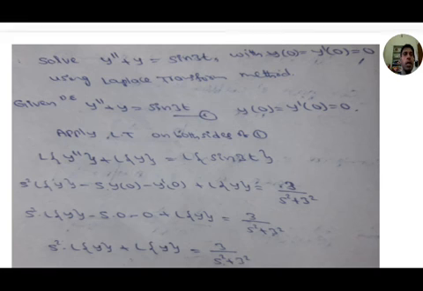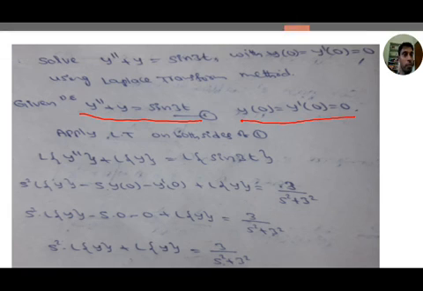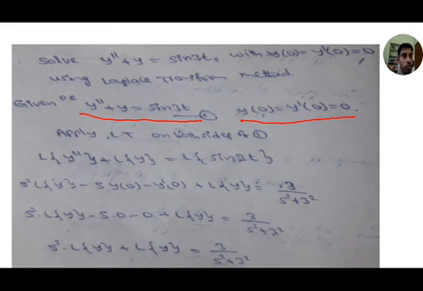Next. Solve y double dash plus y equal to sin 3t with y of 0 equal to y dash of 0 equal to 0 using the Laplace transform method. Given the equation y double dash plus y equal to sin 3t, with y of 0 and y dash of 0 equal to 0. The two values are 0 only, the initial conditions.